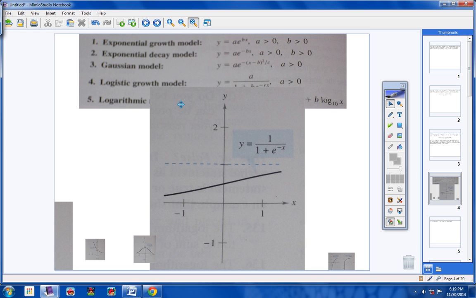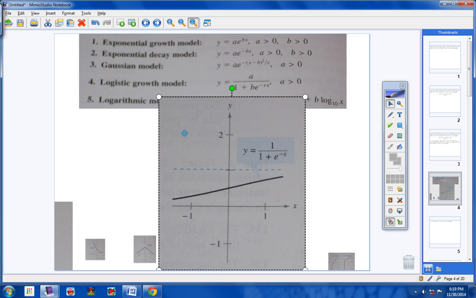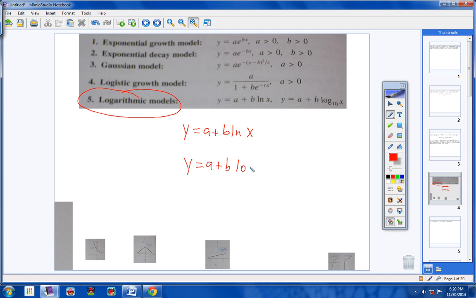Now, we're not going to spend a lot of time on number 5 because we already know number 5. We've dealt with number 5 over and over. In your notes, go ahead and write down logistic growth models. And then write these two models, please. But really, that's all we're going to do, guys. We've dealt with these already. y equals a plus b natural log of x, and y equals a plus b common log, or log base 10, of x. Okay, there we go.